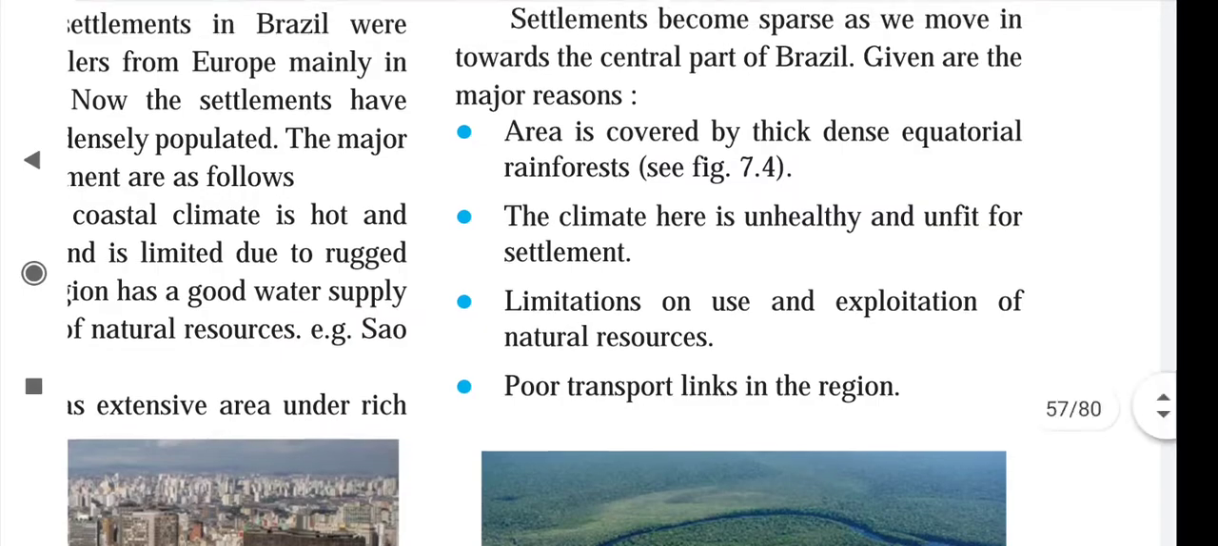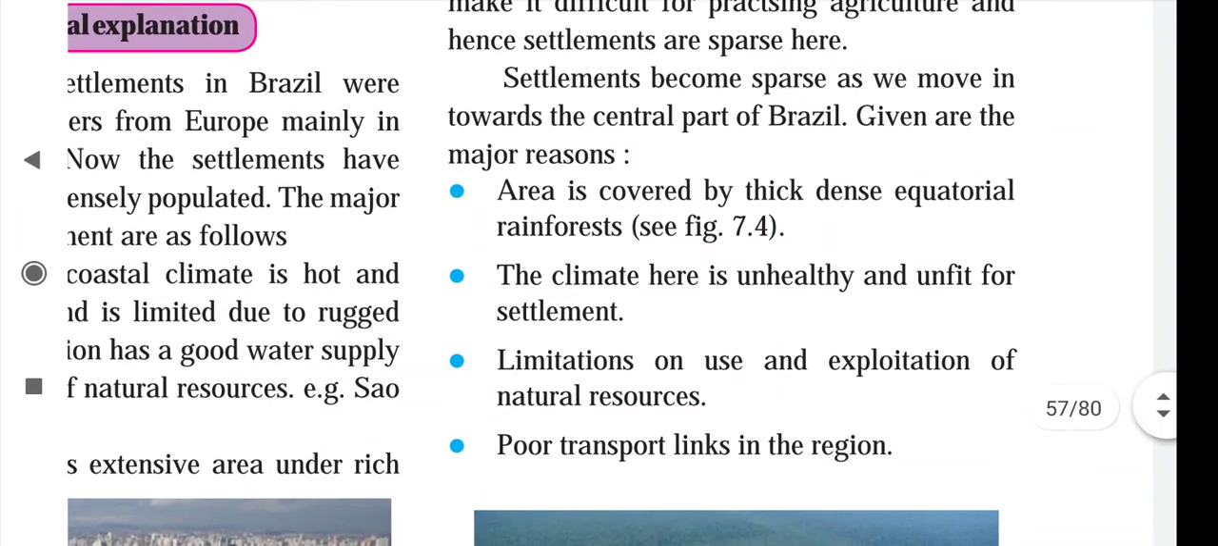At the ending part of our first session, we saw why, in some parts of Brazil, less settlement is found. Because it is in the equatorial areas, and the equatorial area is not suitable for human settlement. People cannot survive in that region. That's why no settlement is found in the equatorial rainforest.